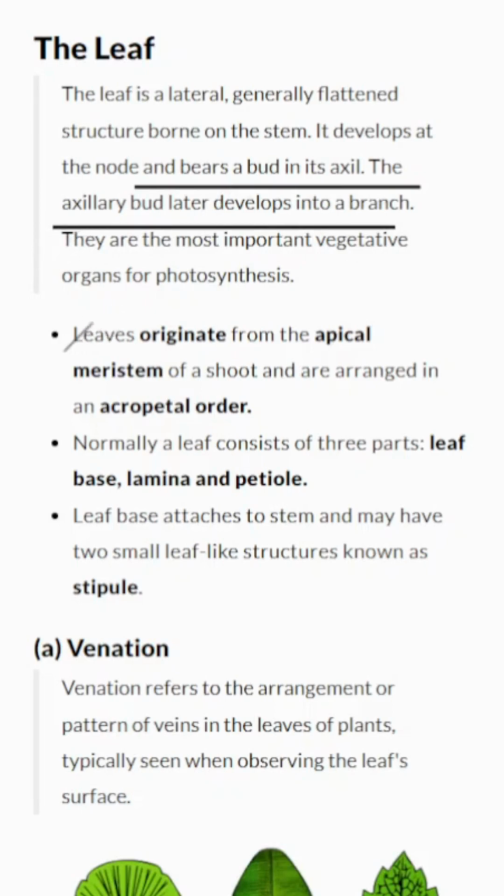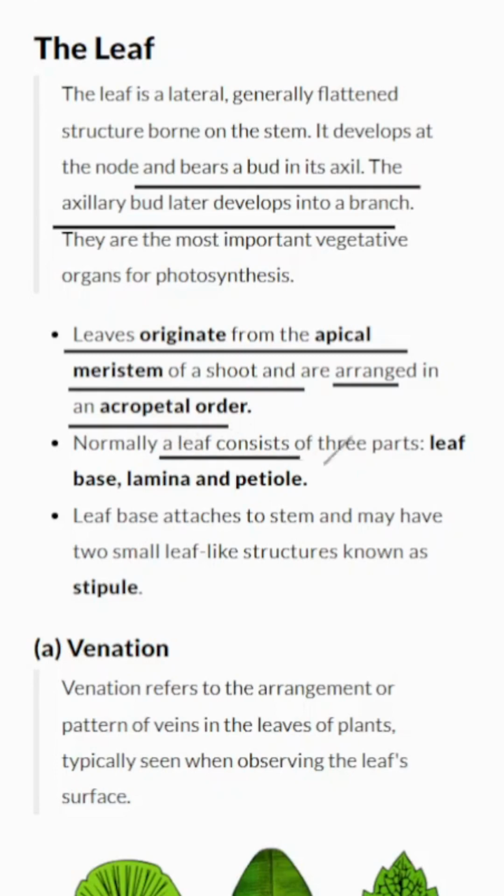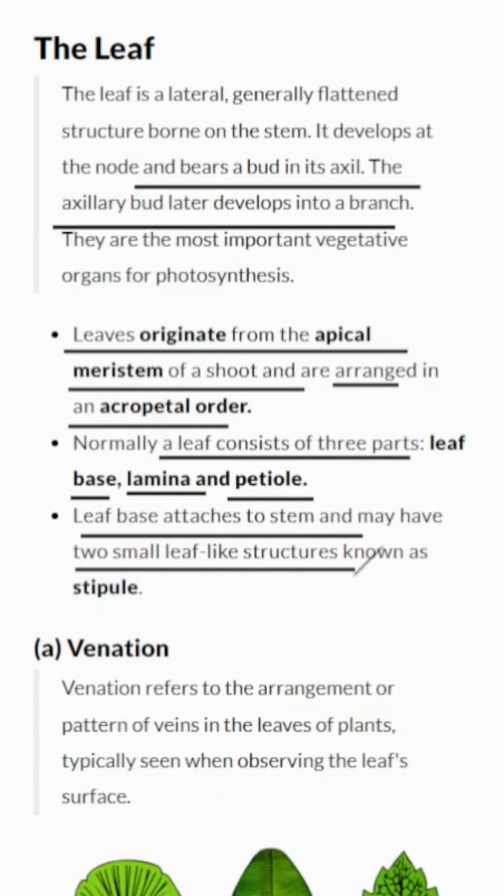Leaves originate from the apical meristem of a shoot and are precisely arranged in an acropetal order. A typical leaf is made up of three key parts: the leaf base, the flat and vital lamina, where most of the photosynthesis takes place, and the petiole, which is the leaf stalk. Sometimes, you might spot stipules, two small leaf-like structures, at the leaf base.